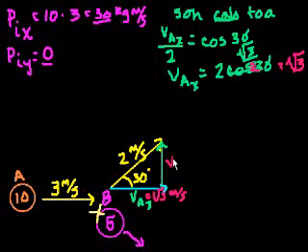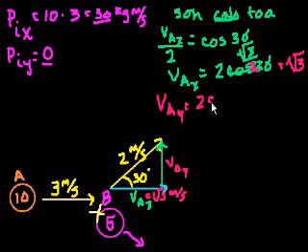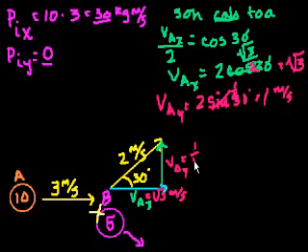And what is the velocity of A in the y direction? Well, hopefully this is second nature to you as well, but this is opposite over hypotenuse, which is equal to the sine of 30. So VA in the y direction is equal to 2 times the sine of 30 degrees. Sine of 30 degrees is 1/2, so 1/2 times 2 is equal to 1 meter per second. So after the collision, A is moving at 1 meter per second in the upwards direction, and it's moving at square root of 3 meters per second in the rightwards direction.